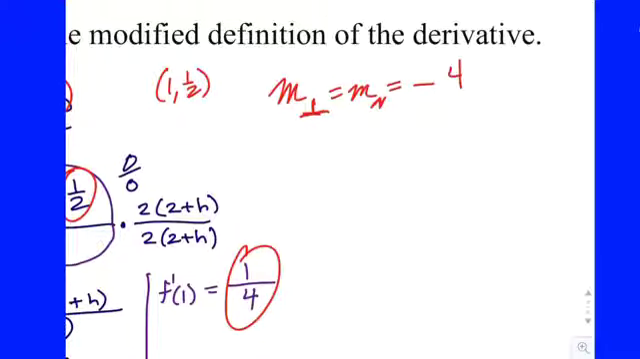-4 over 1, or -4. Good. So now that we have the normal slope, and we have the ordered pair, we're going to use the same ordered pair to write the equation of the normal line. We'll do it right here where we have all our ingredients.